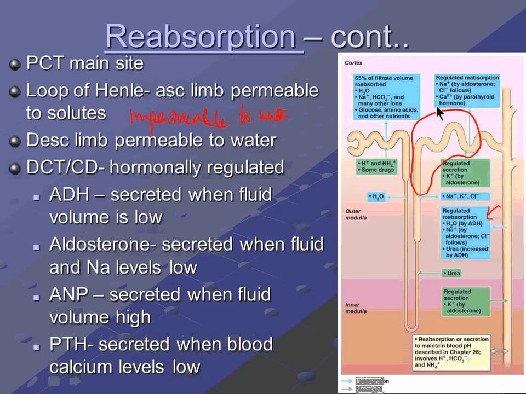If you were taking too little, then the body sees, oh, I haven't reabsorbed enough in the proximal, now I need to reabsorb some more, and that's when aldosterone will be secreted.